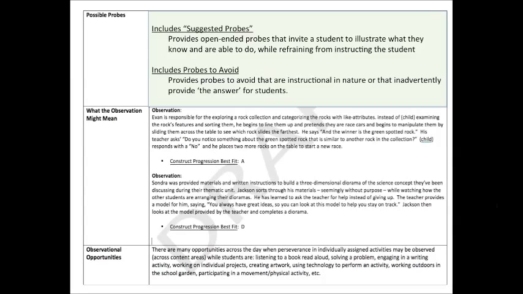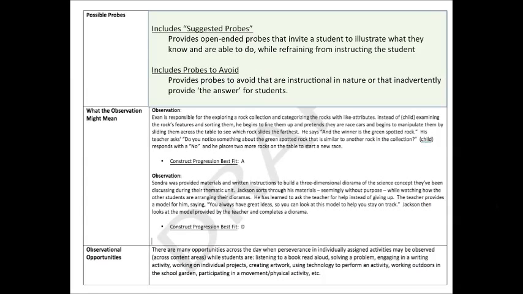Then the probes to avoid are those that are more instructional in nature or that inadvertently provide the answer for the students, right? So this isn't about finding the right answer. This is about finding out what my students understand so that I can continue to instruct them.